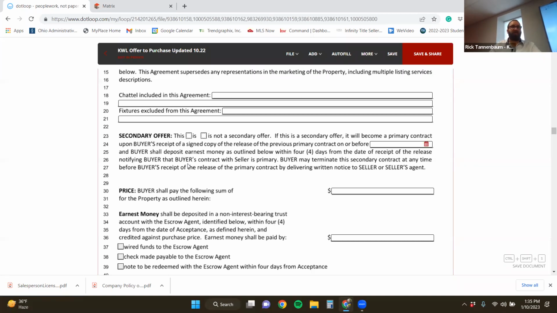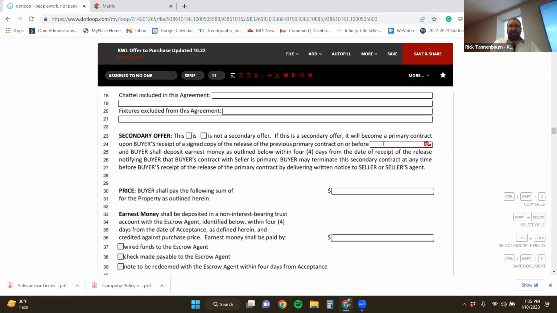So they just have to notify you that it's already negotiated out, it's signed, and all that has to happen is that seller needs to terminate the contract with the first buyer, and it does not go back on the market. If you do that, just make sure you have a date here that, whatever your clients are comfortable with, but you don't want that secondary offer to be out there floating around forever and ever, right?